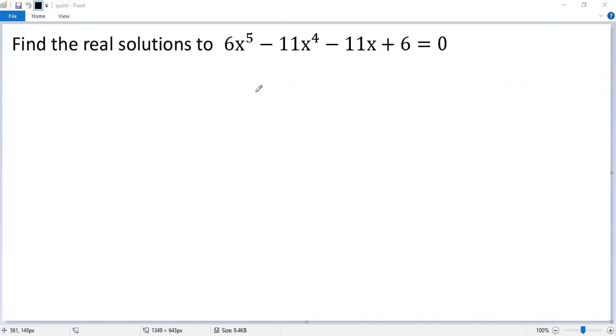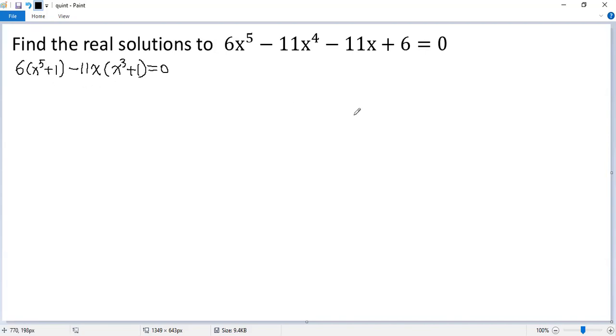Let's see how to solve a nice quintic equation. Do you notice the symmetry? Let's combine the first and the last term and take the common factor 6 out. So we get 6 times (x to the power 5 plus 1). And then combine the last two terms. Take the common factor negative 11x out. So we get minus 11x times (x cubed plus 1) equals 0.